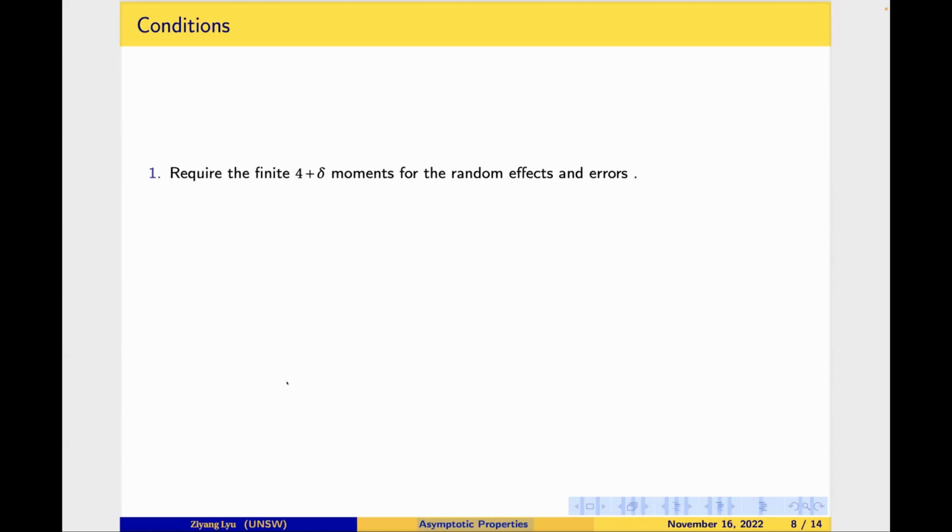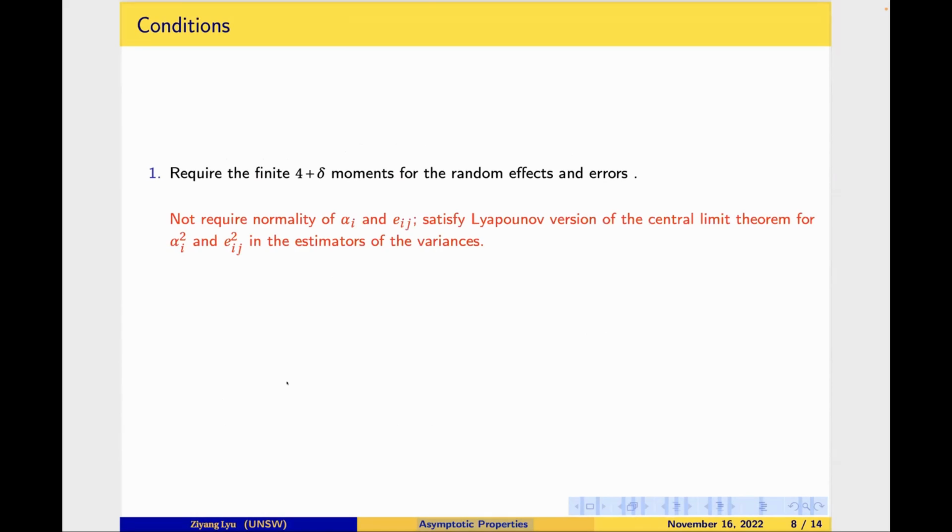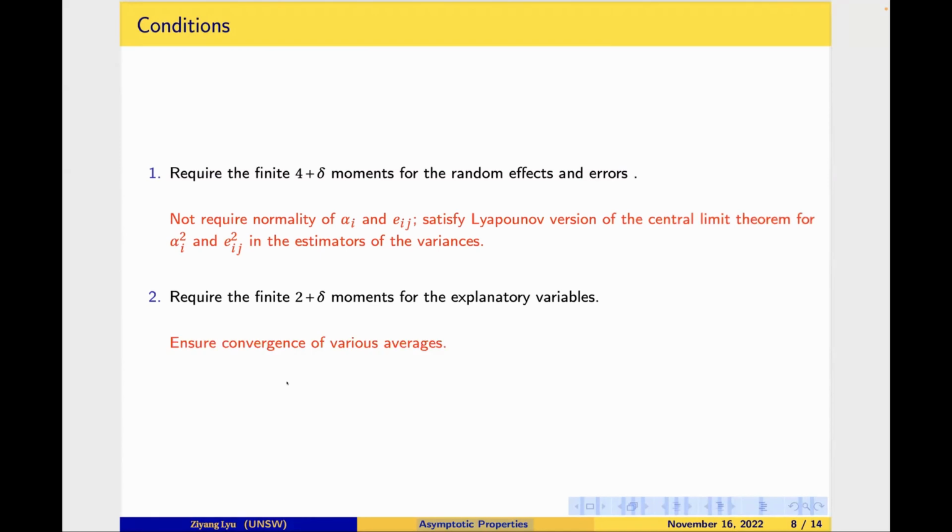So this is the reason why we reconstruct the model, and we still need to have two a bit more general conditions. The first one requires the finite 4 plus delta moment for the random effects and errors, because when we set these conditions, we do not require normality, as previously mentioned. We do not require normality of alpha i and eij, and this is just to satisfy the Lyapunov version of the central limit theorems for the alpha i square and eij square in the estimators of variance. And second, we require the finite 2 plus delta moment for the explanatory variables. This just ensures the convergence of the variance average.